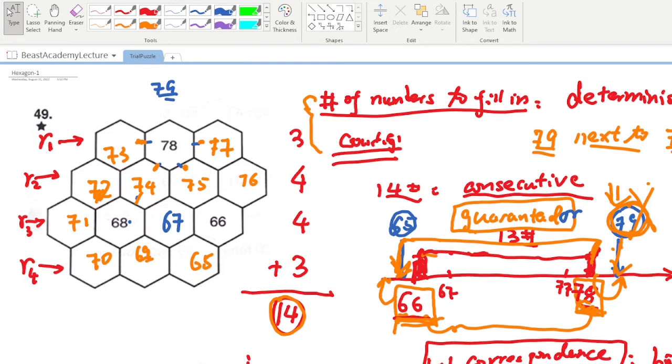didn't just call random try. I follow all the structures. I know what is the range, what is the smallest number, what is the biggest number. And based on the number I have, 68, 66, and 78, I know how I can fill in all these numbers. So that's the recap of this problem. Any questions?